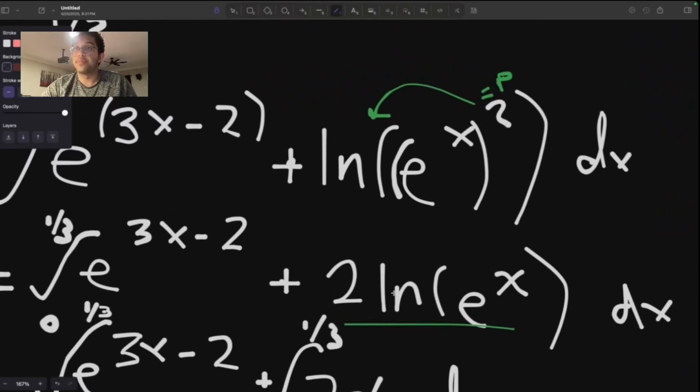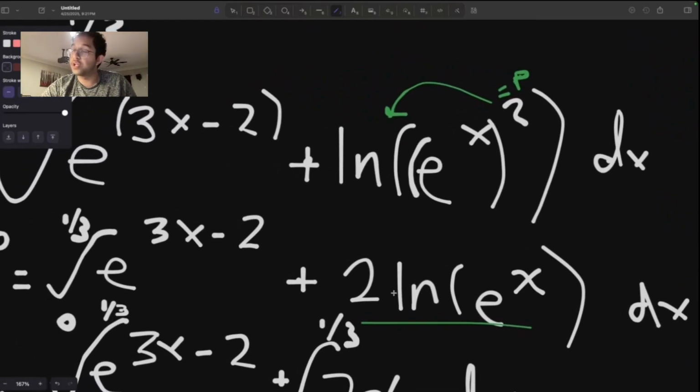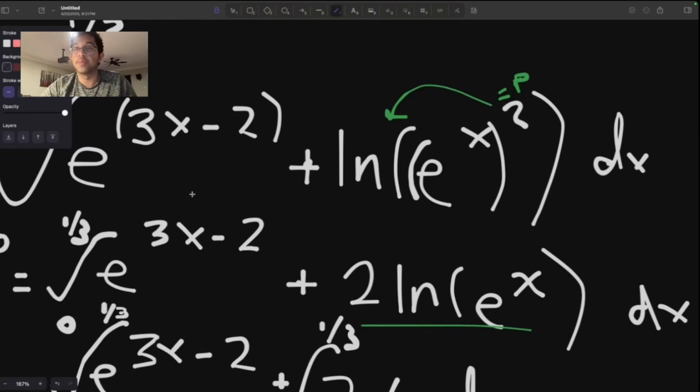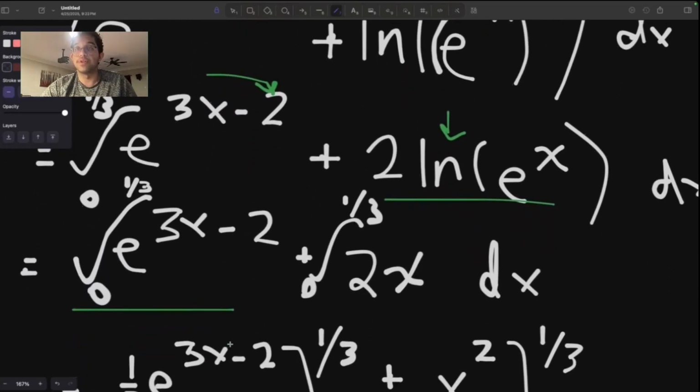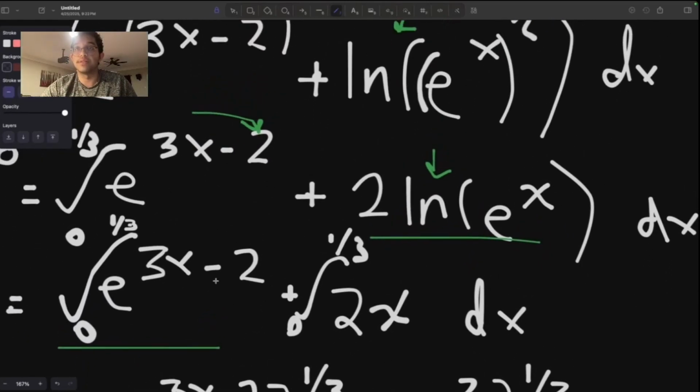So we'll do that. And another thing we will do is split this integral up. If you watched our integration video on the basics of integration, we know that an integral that has many complex terms, like this term right here and this term right here, we can split up to make 2 separate integrals. We have the integral from 0 to 1/3 of e to the 3x minus 2, plus the integral from 0 to 1/3 of 2x dx. And this simply makes it a lot easier.